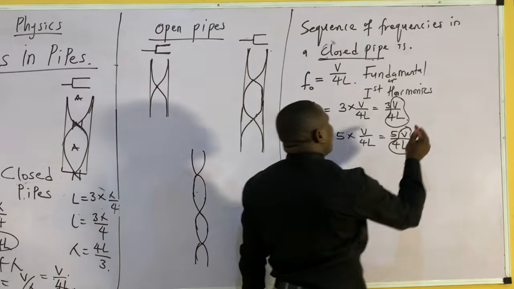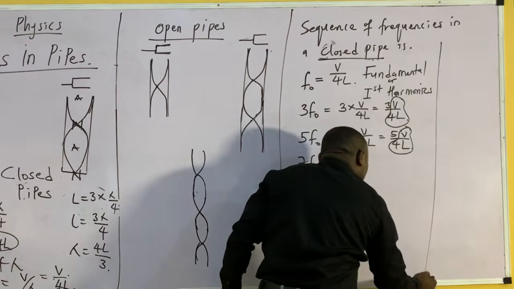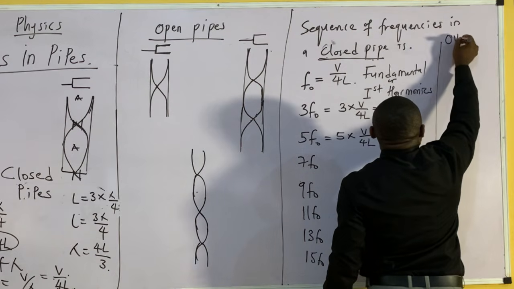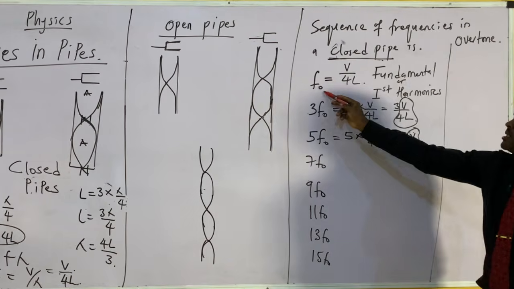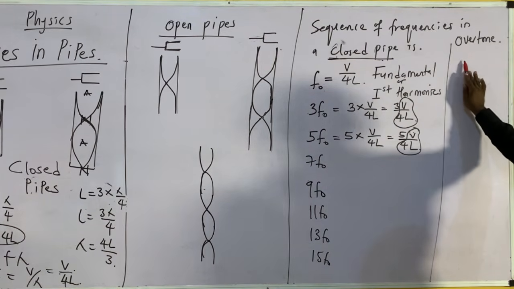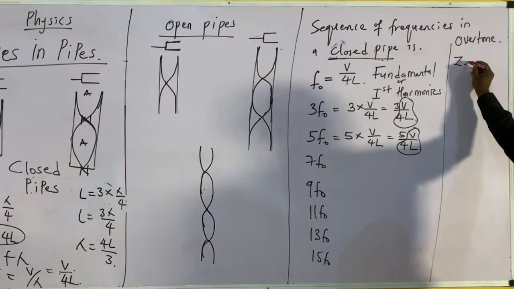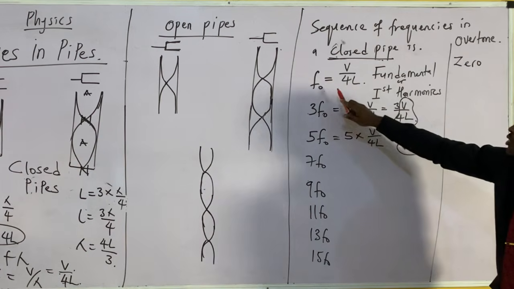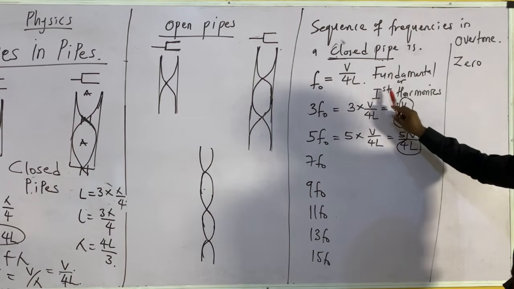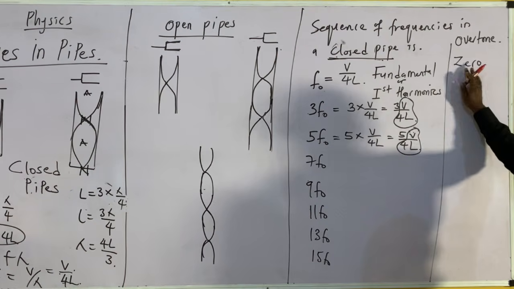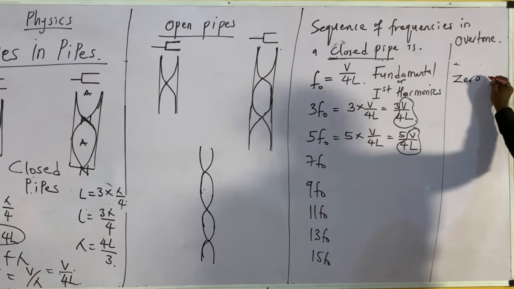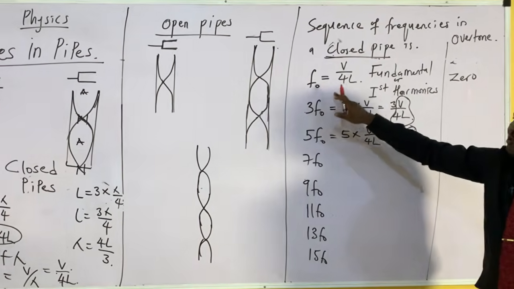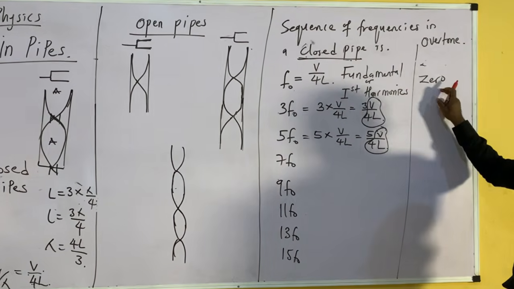But in terms of overtone, very important you know this. In terms of overtone, this is not your first overtone. This is your zero overtone. F naught is your first harmonics, but your zero overtone.